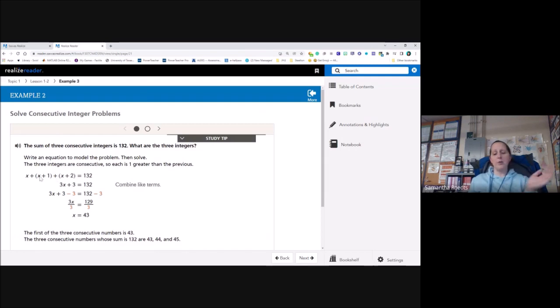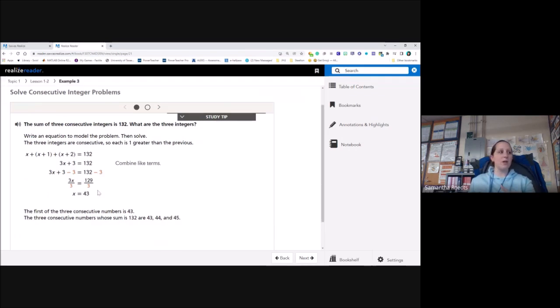So on this side, all I'm doing is adding things. So I'm looking for my like terms. I have 1, 2, 3 x's. So 3x, and then 1 plus 2 is 3. So 3x plus 3 equals 132. I'm going to subtract 3 from both sides, which gives me 129. And then I'm going to divide both sides by 3 to get x by itself. So x equals 43. So that's my first number.